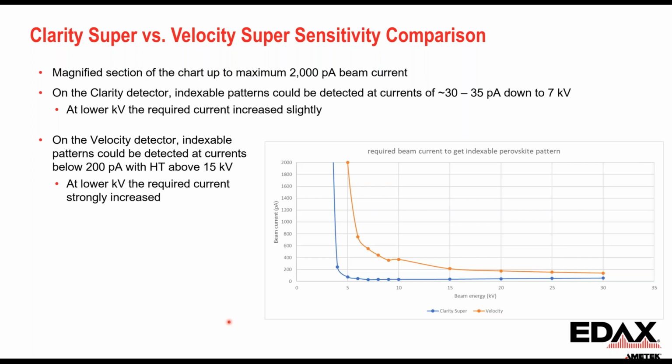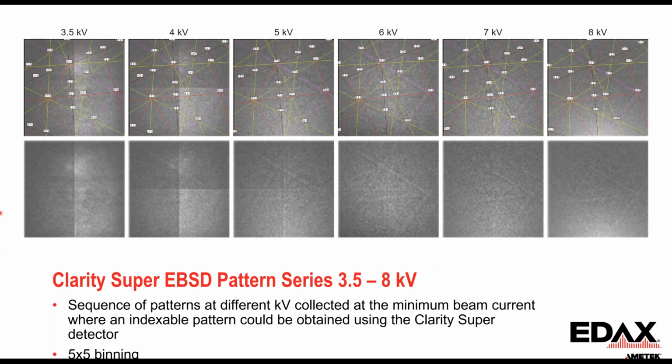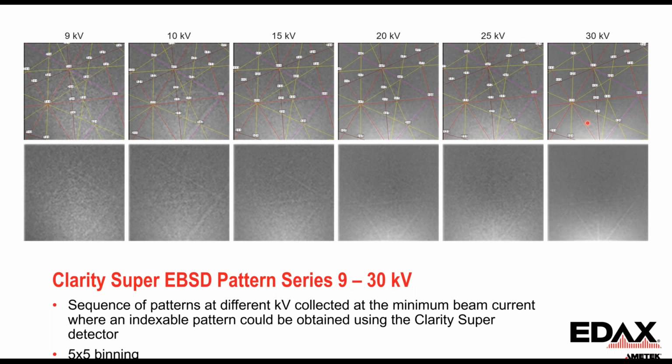And these are just some examples. This is a pattern at 3.5 kV we can index, 4 kV, 5 kV, 6, 7, 8, and then jumping from 9 up to 30. You can see the patterns in general are pretty low quality. They're not patterns from a nice, easy platinum nickel sample. They're weak patterns, and they will disappear if you leave the beam on them for a significant length of time. So they're a very challenging sample, but we do get results and patterns from these.